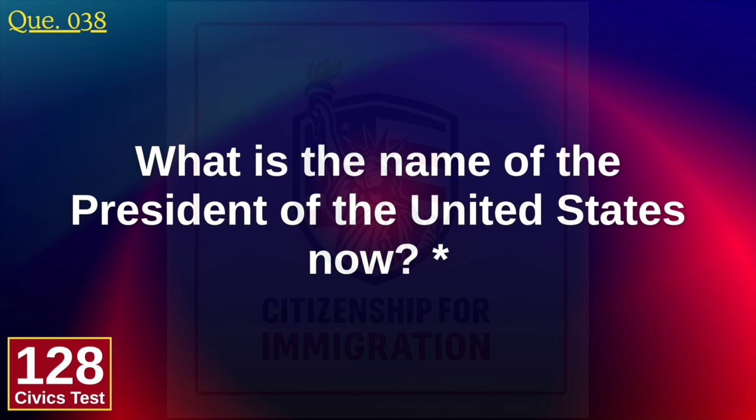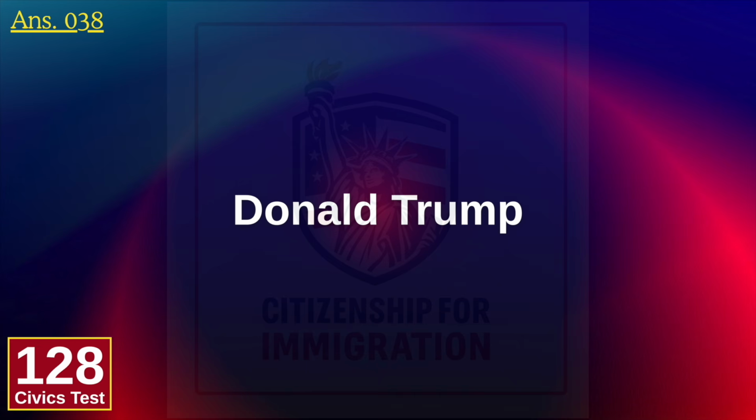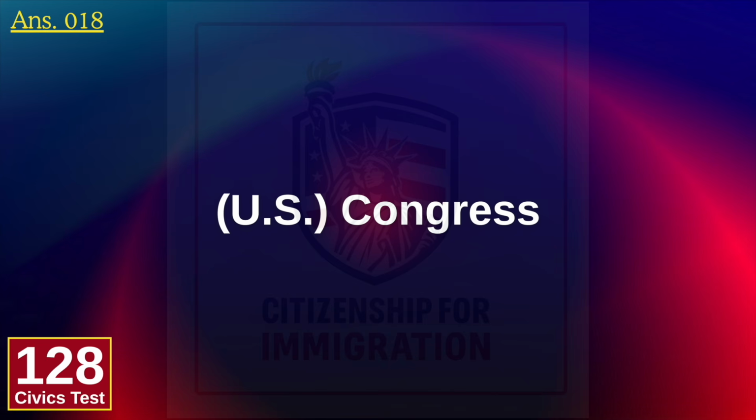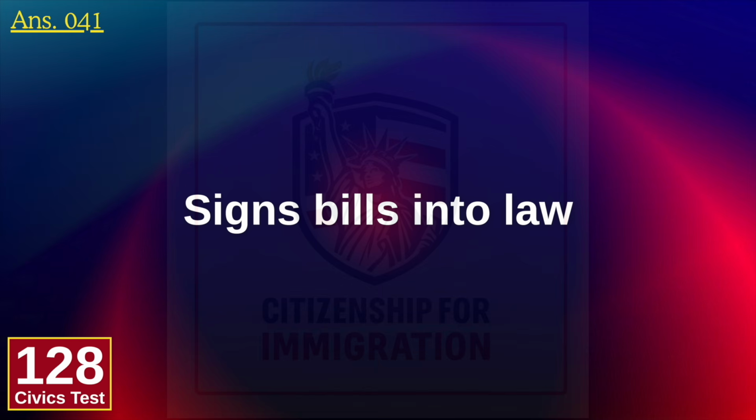What is the name of the President of the United States now? Donald Trump. What part of the federal government writes laws? U.S. Congress. Name one power of the president. Signs bills into law.